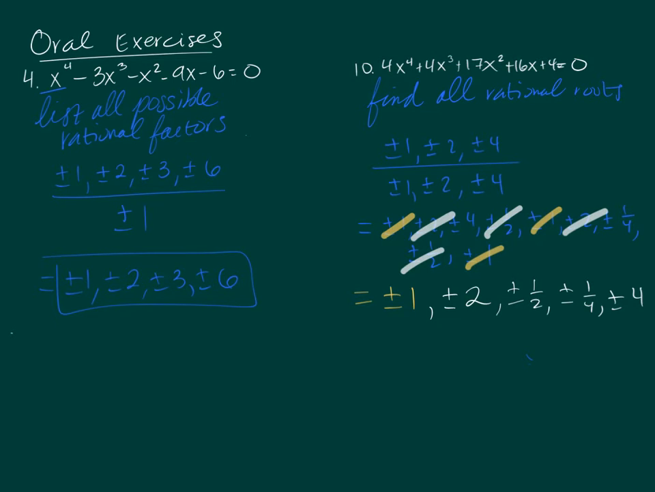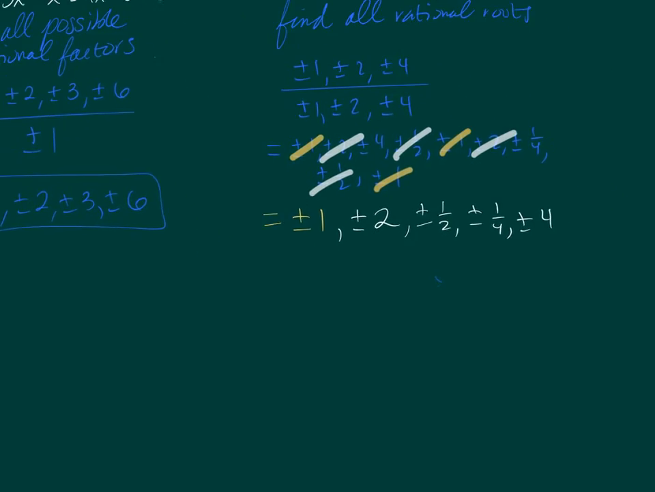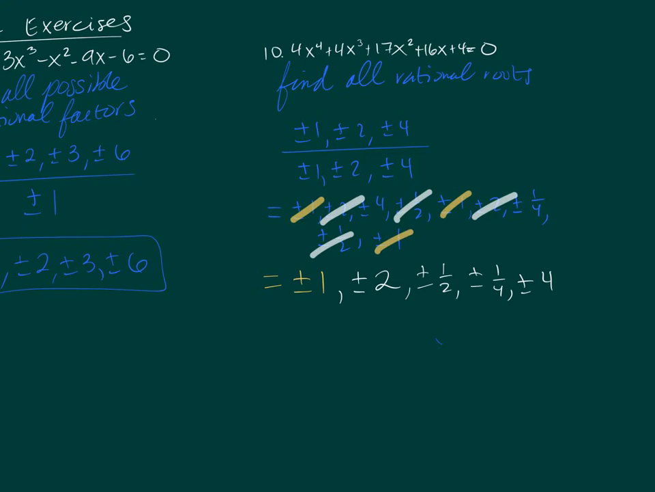From here, we need to test to see which ones are going to synthetically divide our polynomial. So I'm going to set up my synthetic division first. 4, 4, 17, 6, and 4. And then I'm going to pick my factors. Now, let's start off with -1.